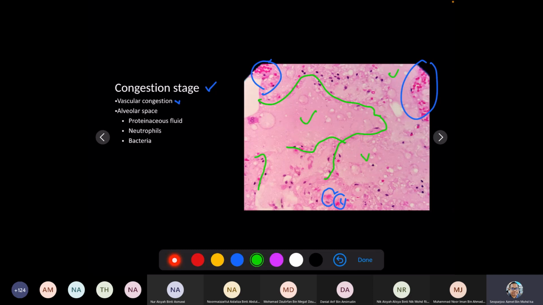So within the alveolar space, there's a proteinaceous fluid. Sometimes you can see neutrophils and also bacteria within it. So how do you demonstrate a proteinaceous fluid? Instead of a whitish color like here, the alveolar space is filled with something that appears pinkish and sort of granulated material. So this is what proteinaceous fluid looks like under histology.